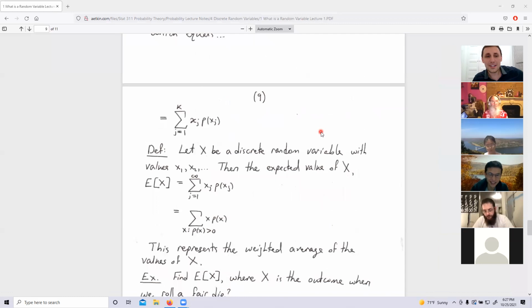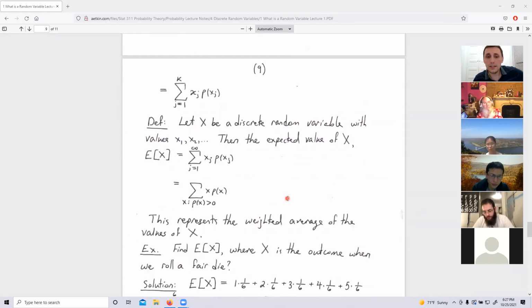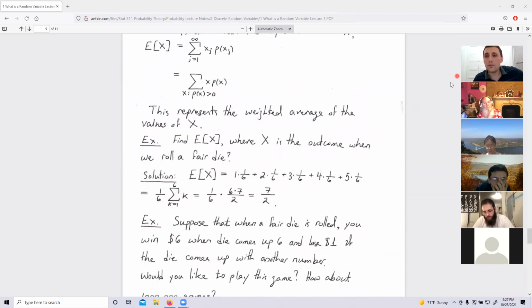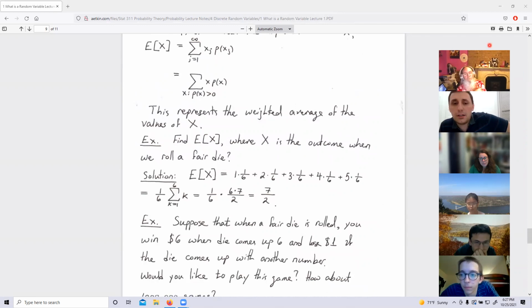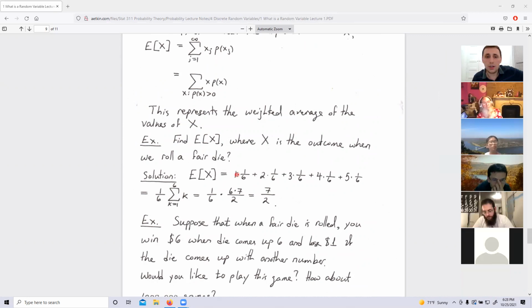So here we go, guys. The expected value is in general defined to be just adding up all x's multiplied by their probabilities, as long as this x can occur. So let's find, for instance, the expected value of tossing a fair die. That would be 1 times 1 over 6, because you can get the number 1, plus the number 2 times 1 over 6, and so on. When you add those together, it's 1 over 6 times the summation from 1 to 6 of k.